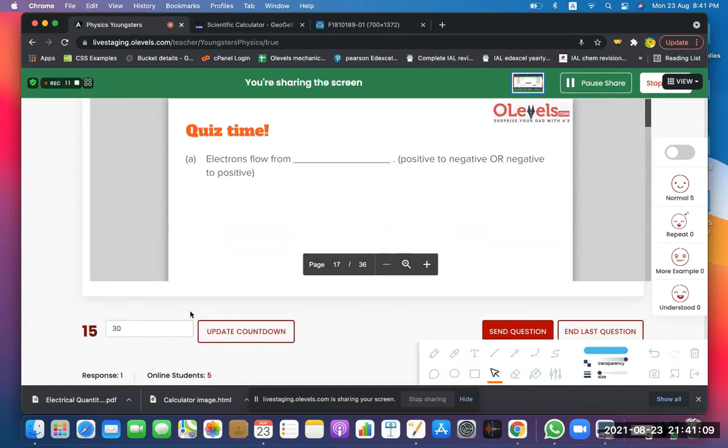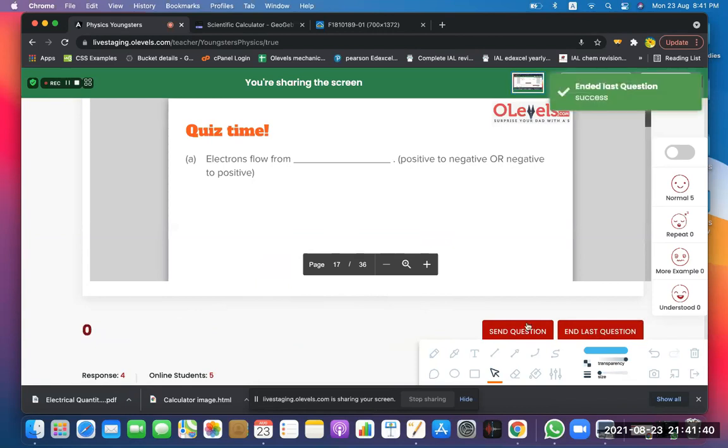The timer is going on. You have to write positive to negative or negative to positive. You have to write any one of that. Electrons flow from dash. From positive to negative or negative to positive. I'm just waiting for one more answer. Then I'm going to end the question. 1, 2, I'm about to end the question. And last is 3. I've ended the question.